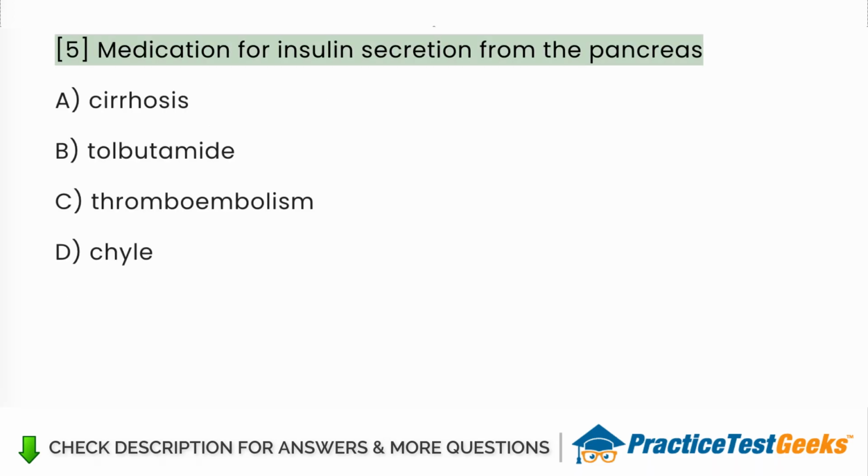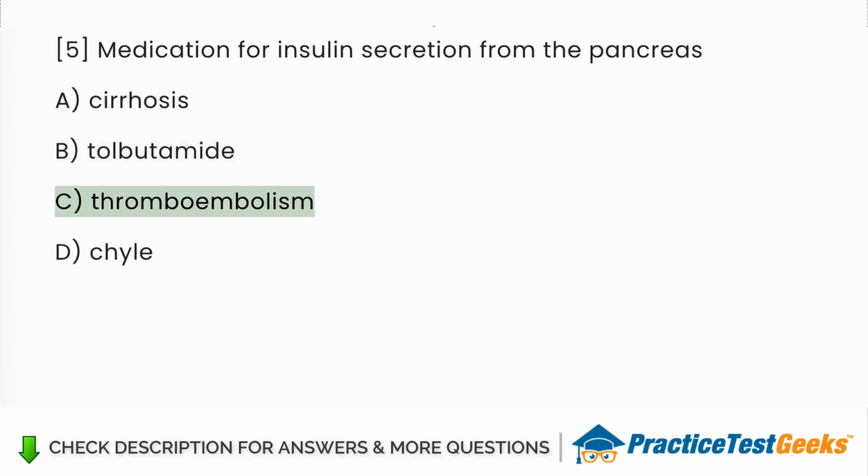Medication for insulin secretion from the pancreas. A. Cirrhosis. B. Tolbutamide. C. Thromboembolism. D. Chyle.